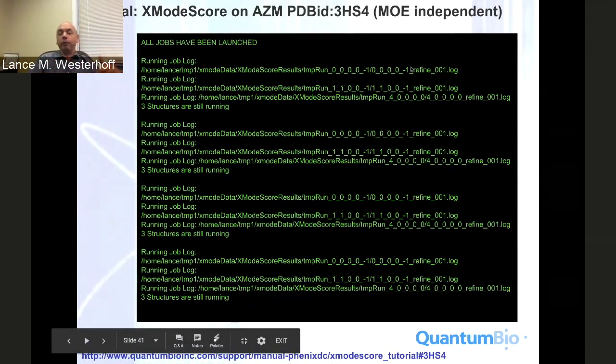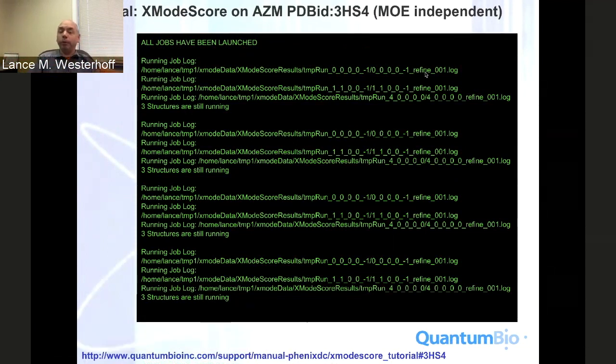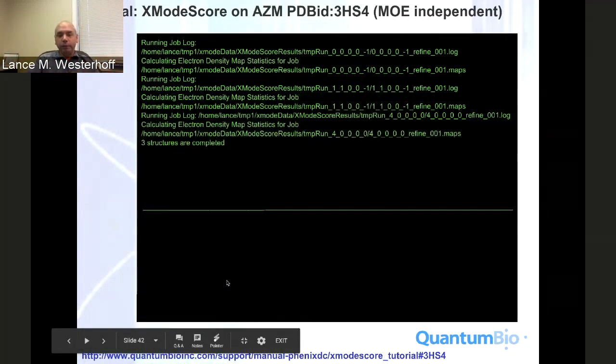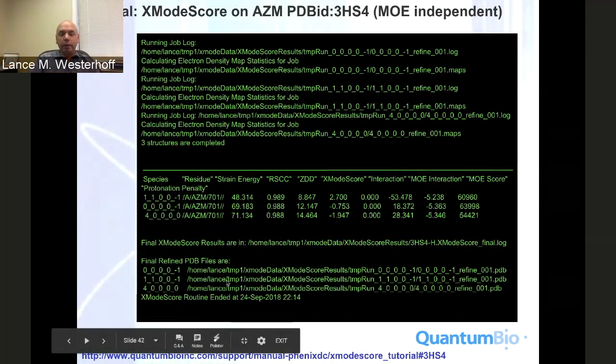So these logs, if you go into all of those individually, those are the Phenix logs. So you can see all the Phenix logs that are being generated. 3 structures still running, 3 structures still running, so on and so forth, and then finally comes down to the completion.